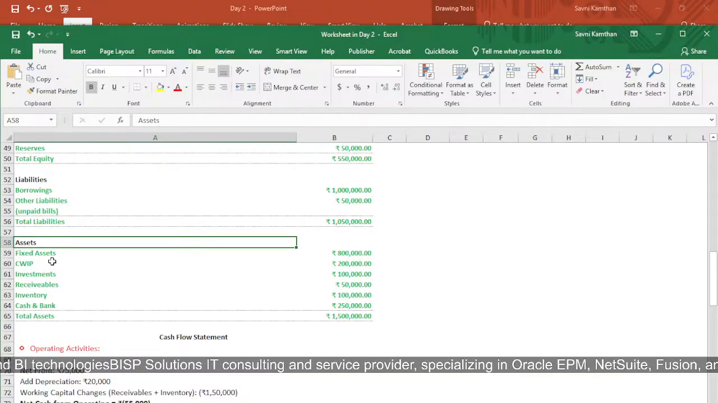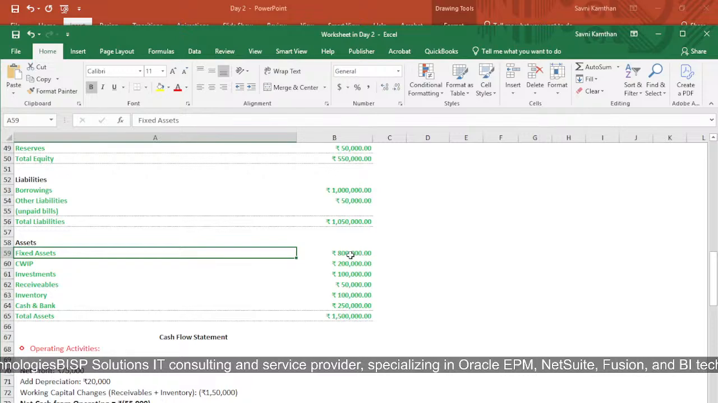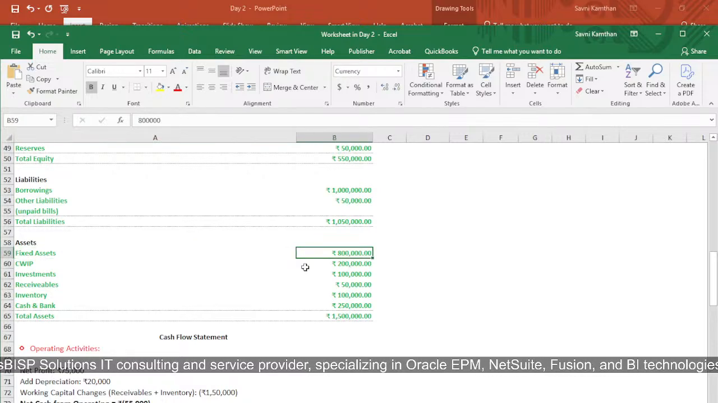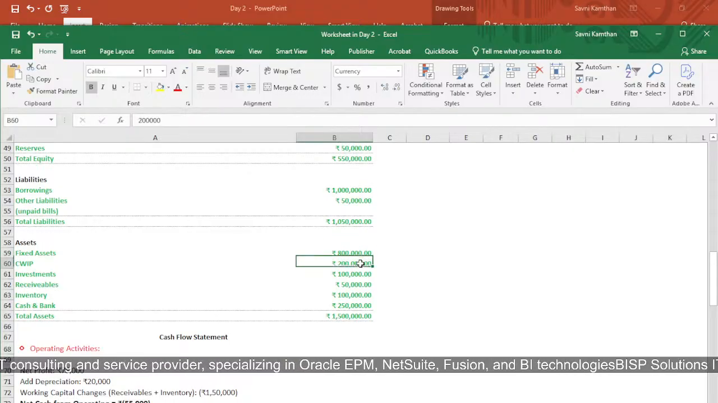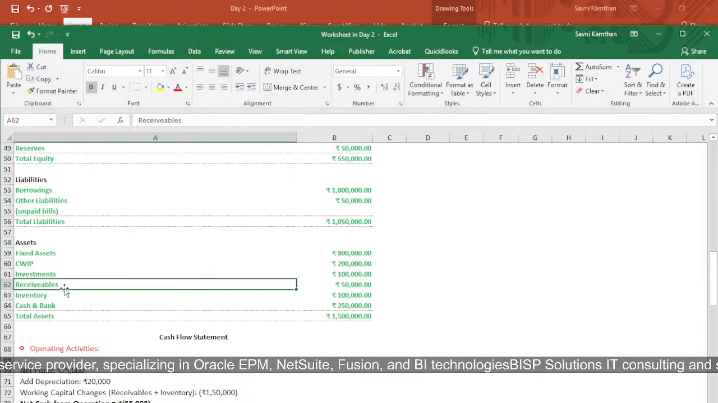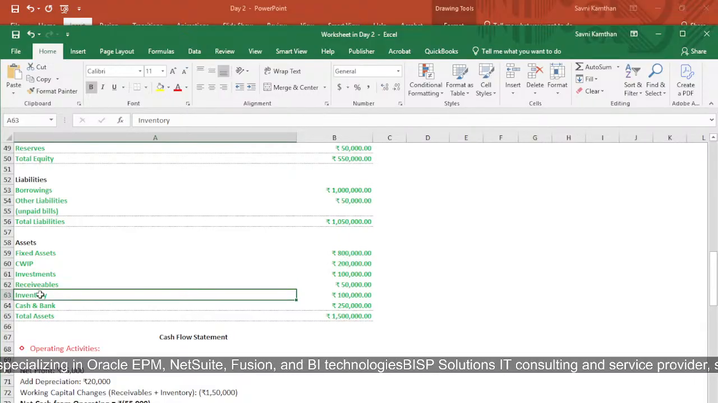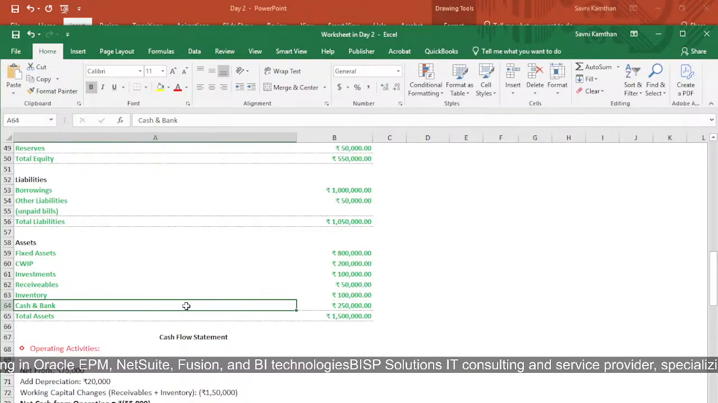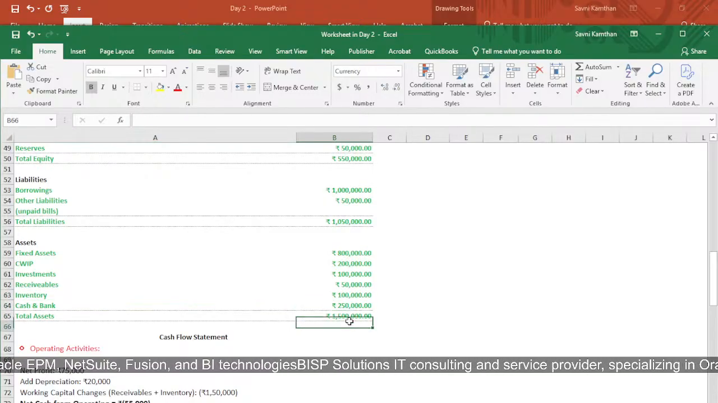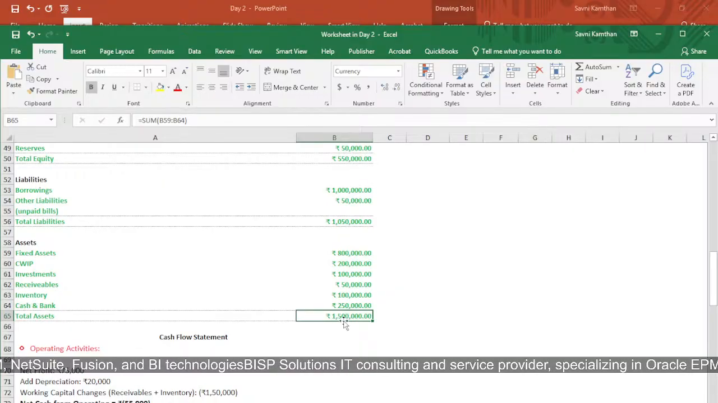Next is assets, which is fixed assets, where 8 lakh rupees of fixed assets are there. CWIP, which is capital work in progress, is 2 lakh. Investments is 1 lakh, and receivables is 50,000. Inventory is 1 lakh, and cash in bank is 2,50,000. So it will constitute 15 lakh.